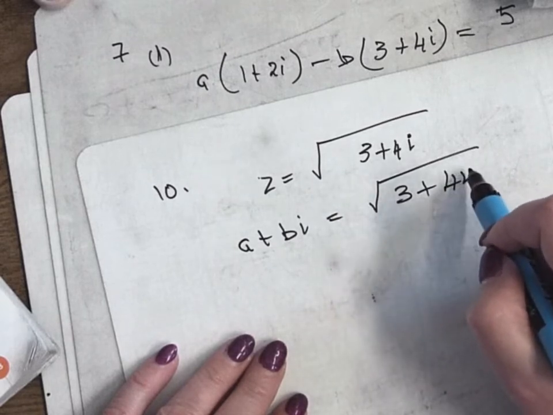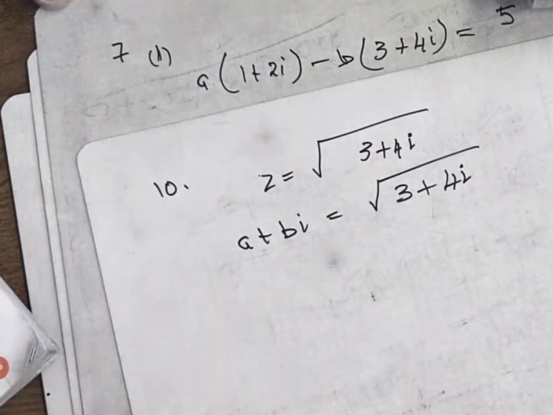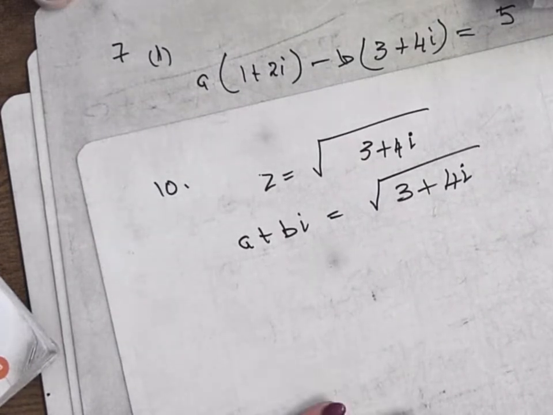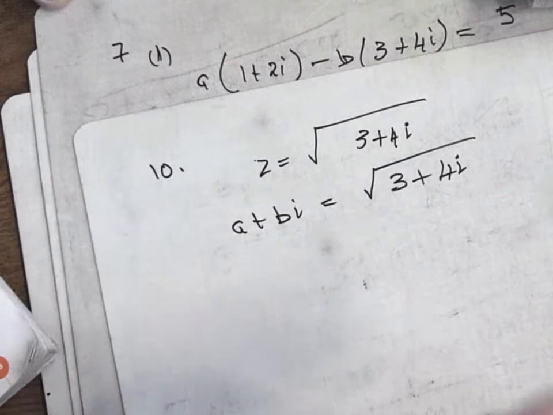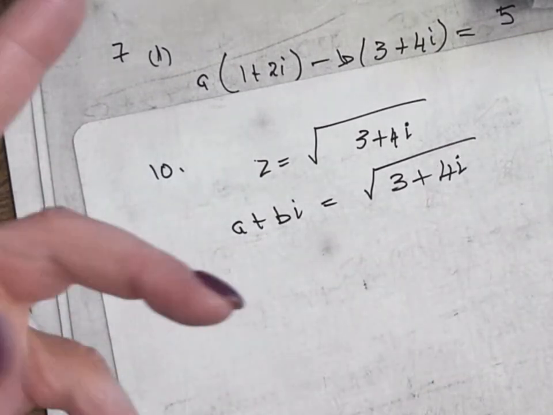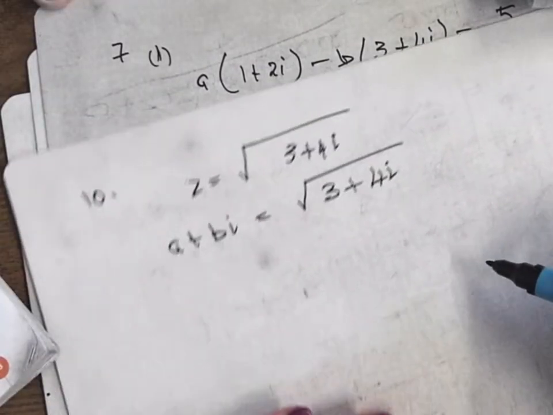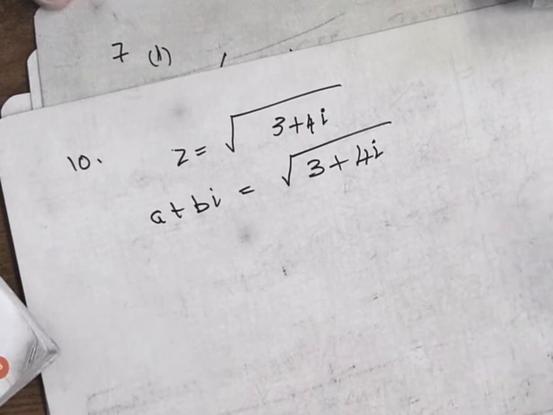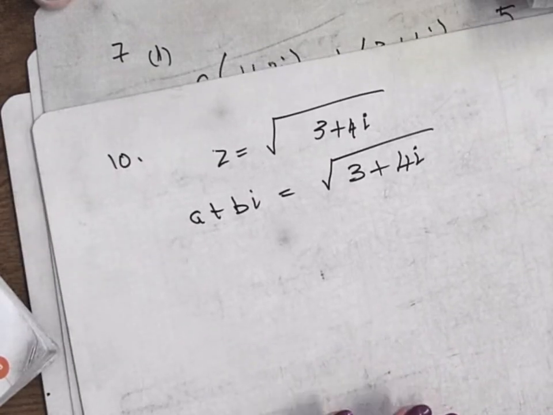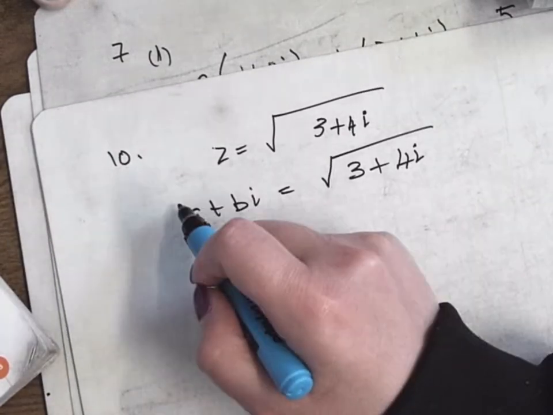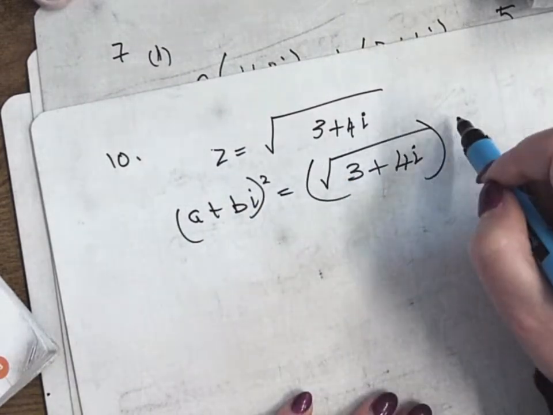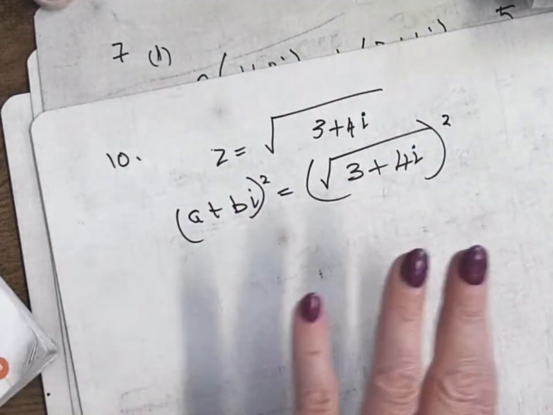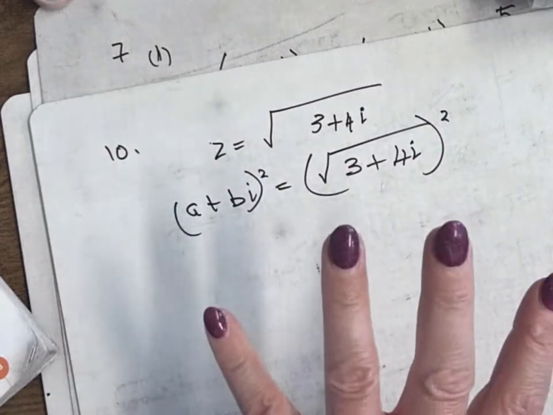Now you can't do real equal to real when you've got a square root sign. You can't separate the real and the imaginary here because they're both under a square root sign. So you need to get rid of that square root sign. How will I get rid of a square root sign? Square both sides. You have to square this side and square this side, because you're not able to split up the real and the imaginary when they're all together under a square root sign.